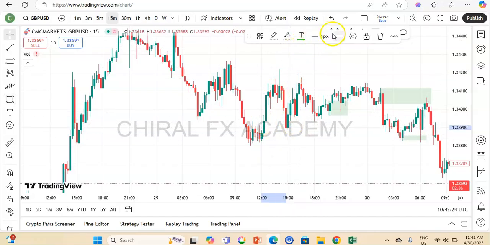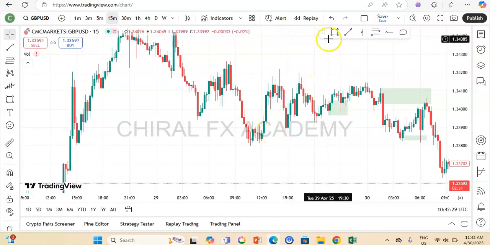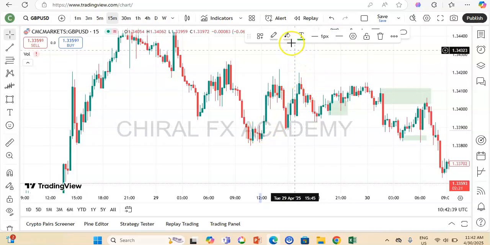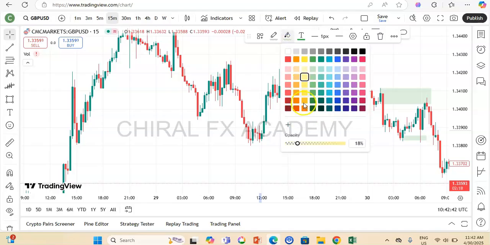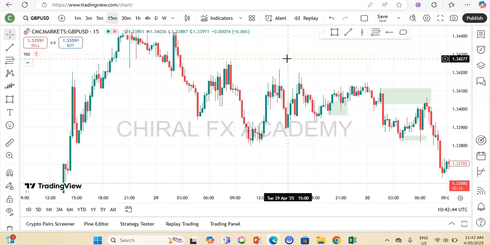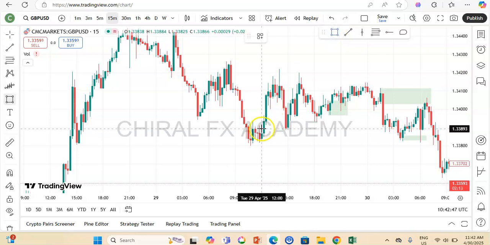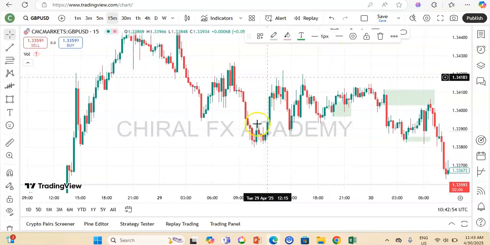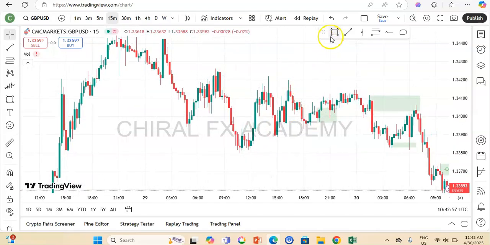Let me draw it again. You see this fair value gap? This thing is very faint. Let me use red. I think my network is not showing. Network is bad.